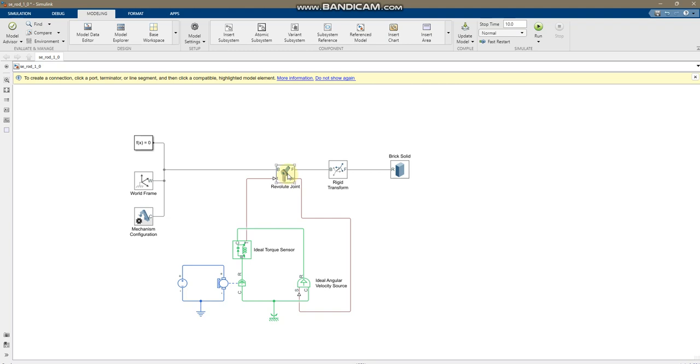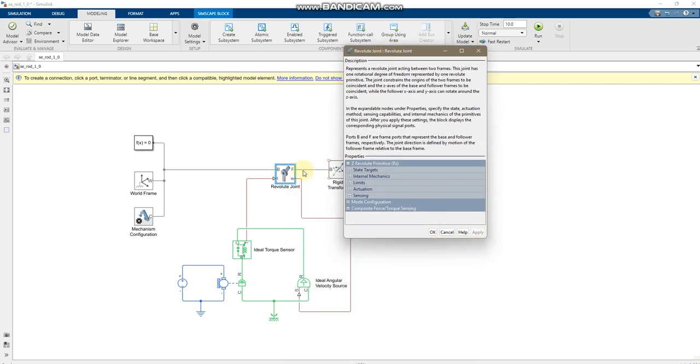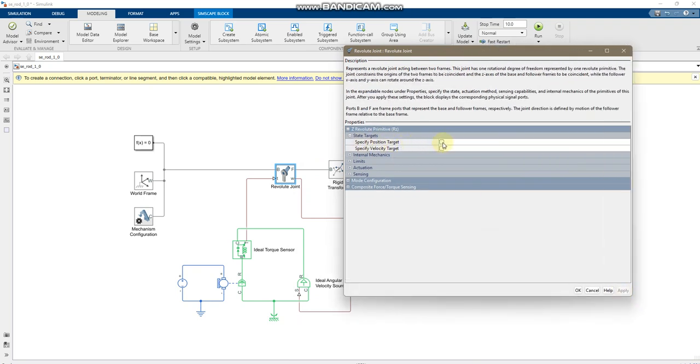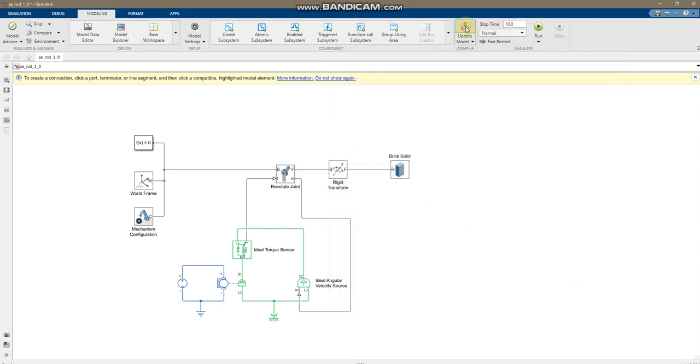And I just figured out I haven't specified some other thing as well. I haven't specified the initial angle where the rod is at. So I need to specify it to 30 degrees. To do that, I go to revolute joint, state targets. I specify the position target, which is how to specify the initial angle. Just set priority to high, it doesn't matter whether set to low or not. And I need to specify 30 degrees. And I'll update the model again.